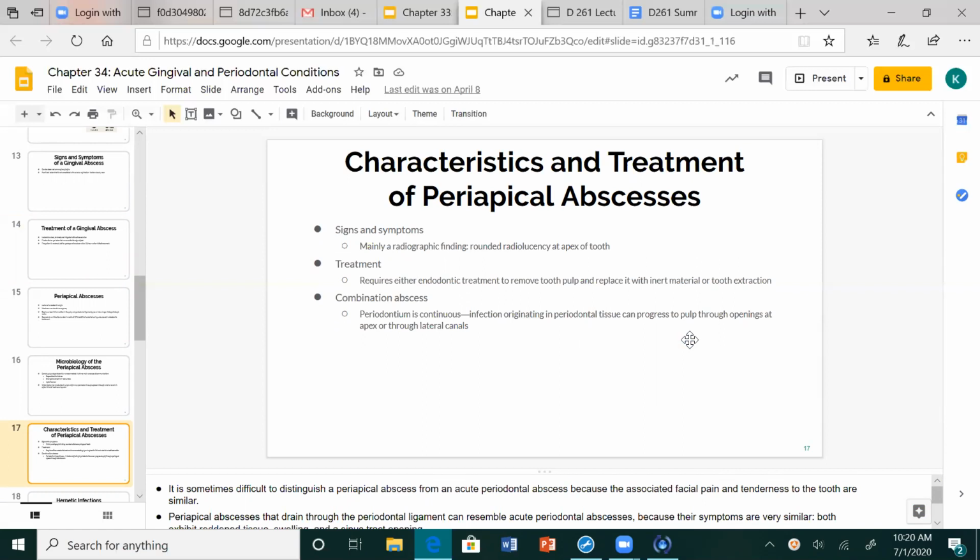And you can have a perioendo abscess. This is something that usually will happen in furcations, but it can originate in periodontal tissue and can progress to the pulp through the openings at the apex or lateral canals. And usually you'll have to have endo created on those, because the periodontium is continuous.